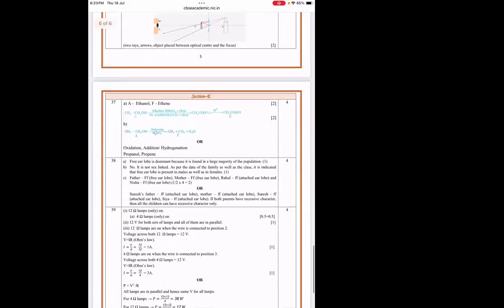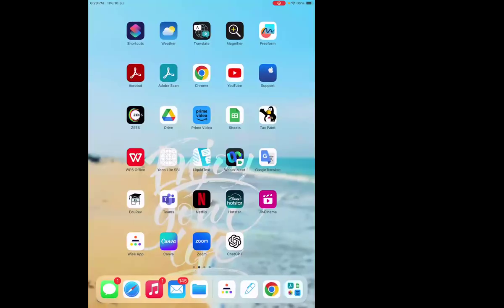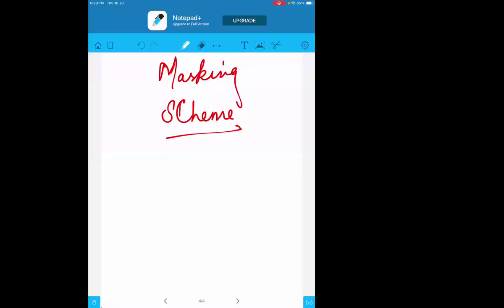And in fact, step marking will also be there, like if you're writing the steps. So in this question number 39, you can see 0.5, 0.5. Then question number 2 is 1 mark. Then question number 3 is 1 mark. Question number 4 is 1 mark. And then the last one is 0.5 marks. So this is called a marking scheme, which you are not aware of. They will be getting it then and there.